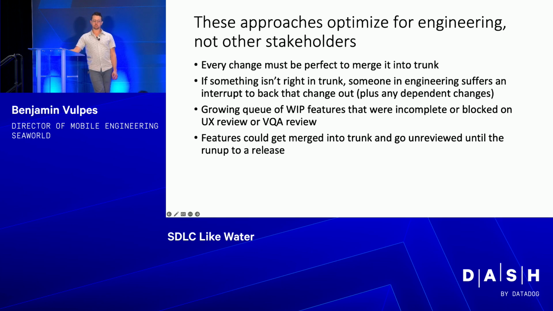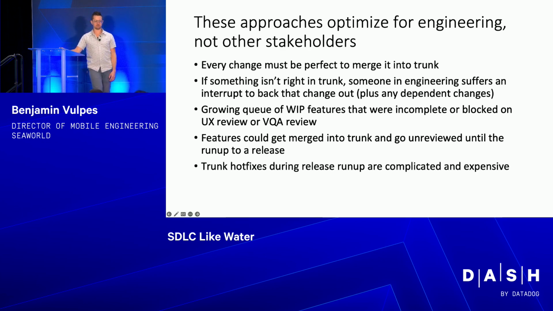Features could get merged into trunk and go completely unreviewed until the run-up to a release. And when your release cadence is "when we feel like it," that could be a feature that was delivered, as far as that engineer is concerned, a week and a half, 2 weeks ago. And QA takes a look at it, or product takes a look at it and says, nope, categorically no. And then some engineer has to go load that feature up into their head and figure out what to do, back it out, roll it forward. These are costs.